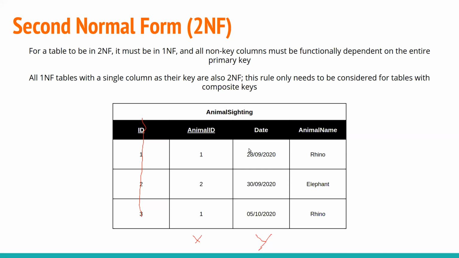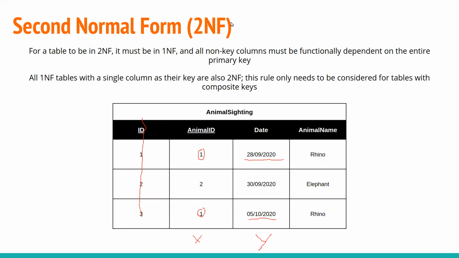Or like, can we say, let me ask you this. Which animal ID? Yeah, exactly. Dates has 2. That's the best way of putting it. So dates has 2 different values for the same animal ID, right? If we know that the animal ID is 1, we don't know whether the date is the 28th of September or the 5th of October. We don't know. It could be either date.